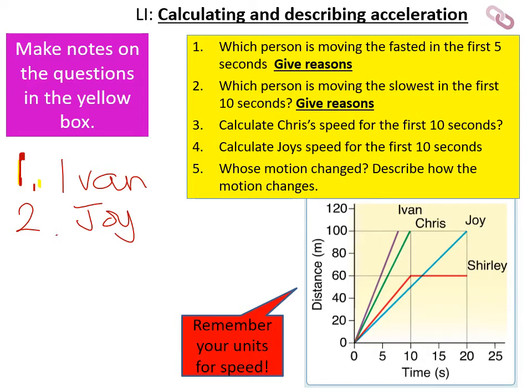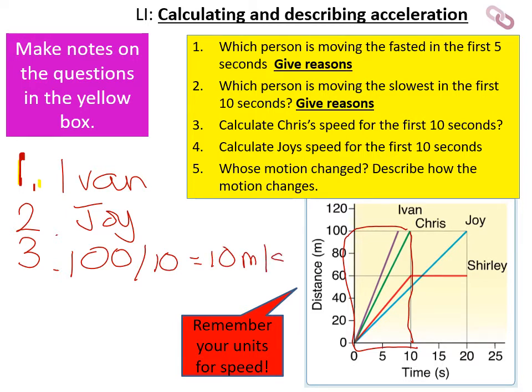And we're looking at the first 10 seconds, remember. So we're only looking at that part of the graph for this. Calculate Chris's speed for the first 10 seconds. So I can see that Chris goes 100 meters in 10 seconds. So 100 divided by 10 equals 10 meters per second. And calculate Joy's speed. Number 4, the first 10 seconds. Joy goes in the first 10, I'd read that as 50. Hopefully you agree with me. 50 divided by 10 equals 5 meters per second.